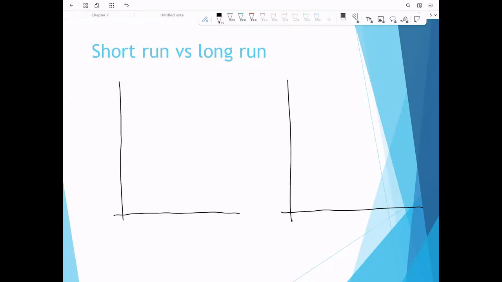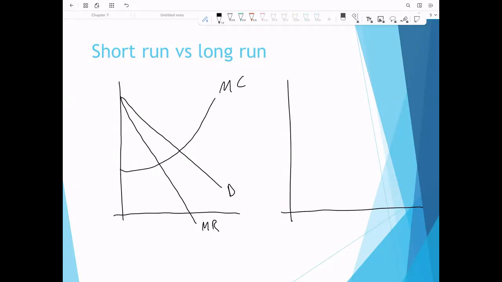So the market for some good is going to be given by demand, and then a marginal revenue, and the marginal cost curve. And then let's do.